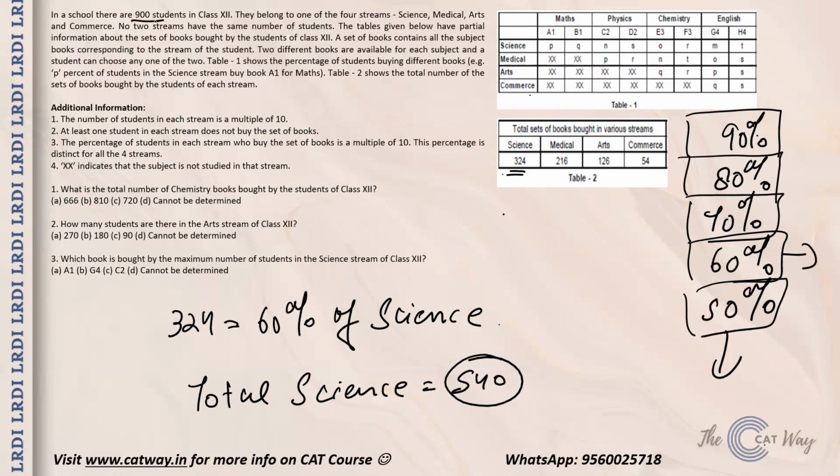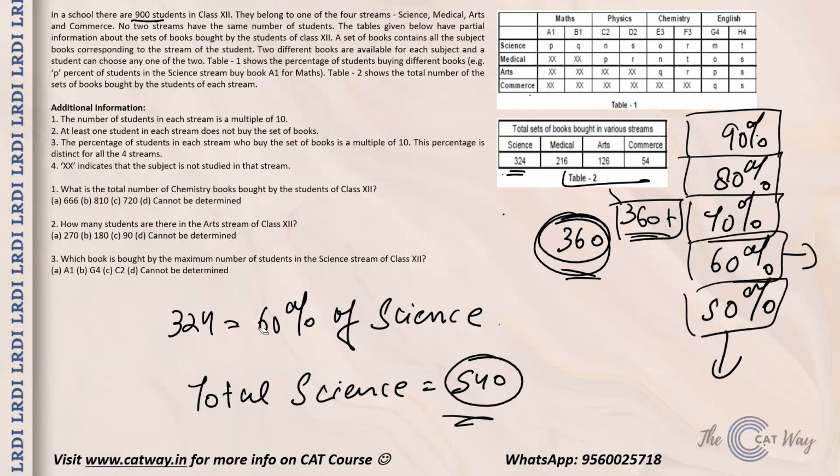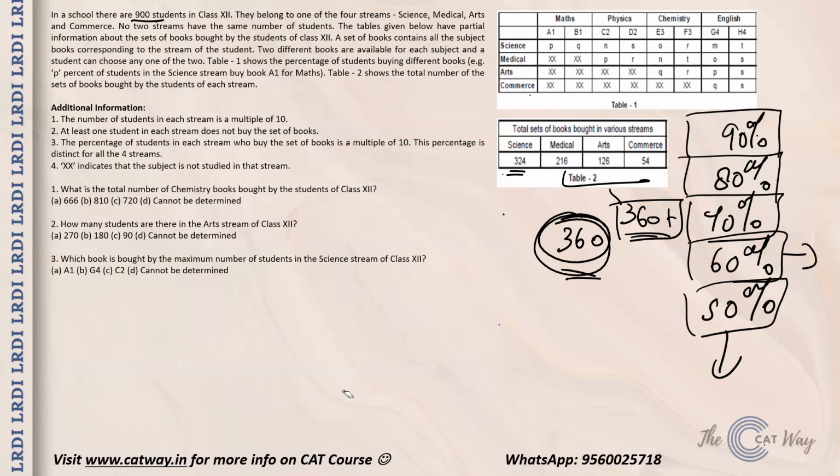Now the total in school were 900. Out of that, 540 are in science. That means there are only 360 students who are left, right? Between these 360 students, you need to sell these books. That is never possible because the summation of medical, arts, and commerce is more than 360, right? So 360 students cannot buy 360 plus books. So the percentage of science students who bought books is not 60 and not less than 60, because if you go less than 60%, the total will increase and it will never satisfy. So the next possibility you will check is 70%.